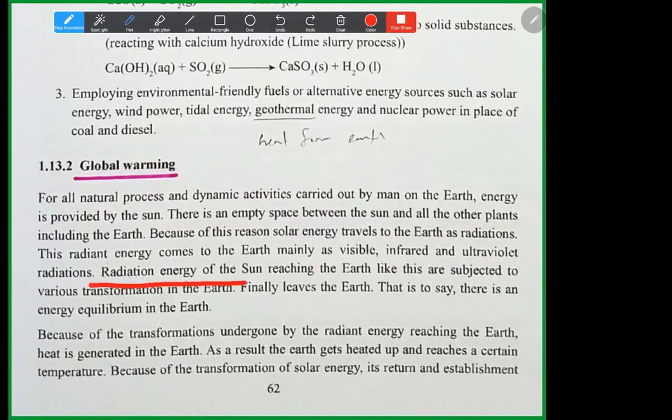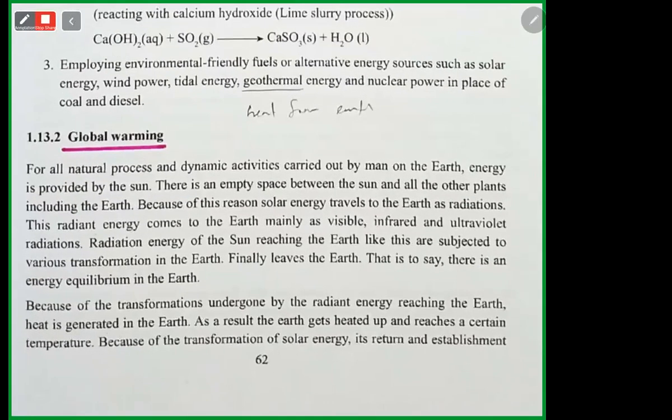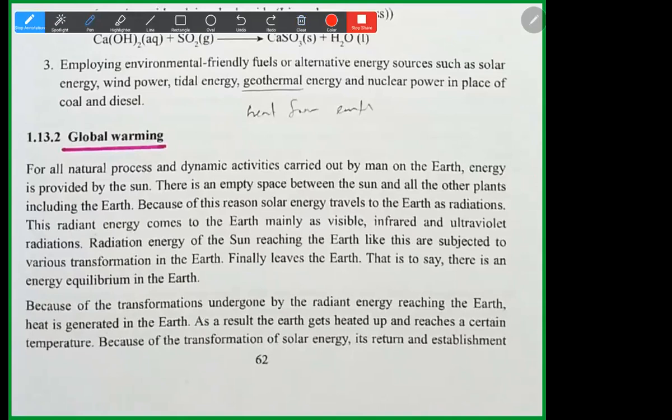Radiation energy of the sun reaching the earth is subjected to various transformations in the earth and finally leaves the earth. That is to say, there is an energy equilibrium in the earth. It's coming in, it's going out. So the balance is there, unless human beings are participating and destroying this balance.